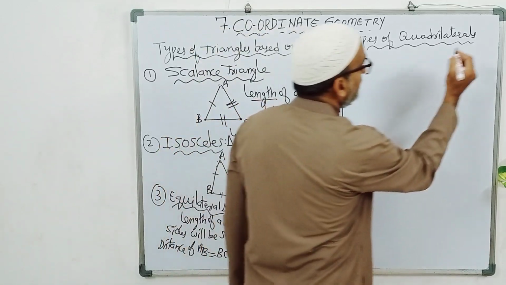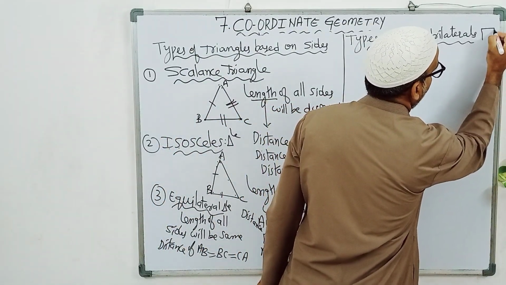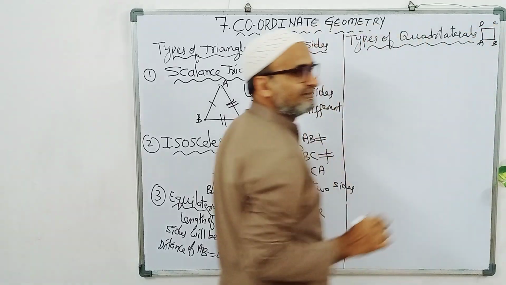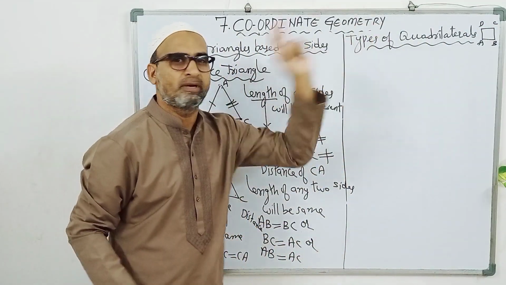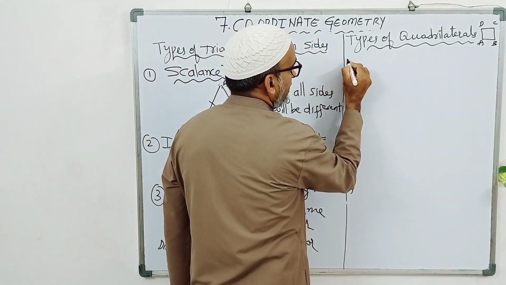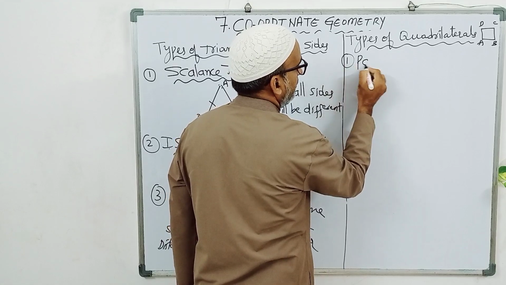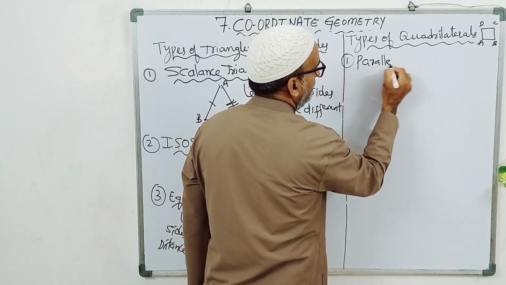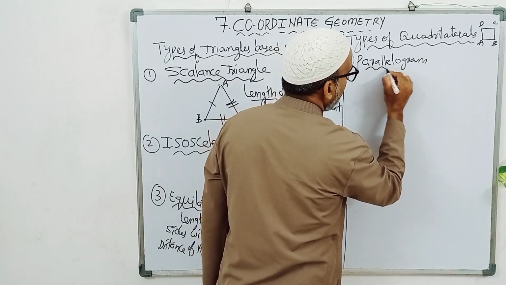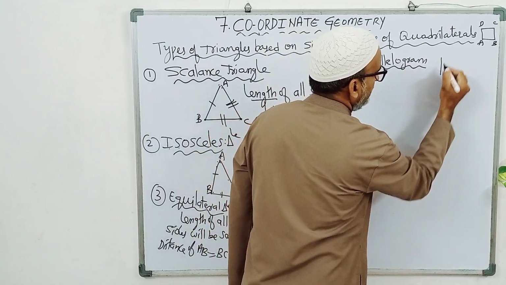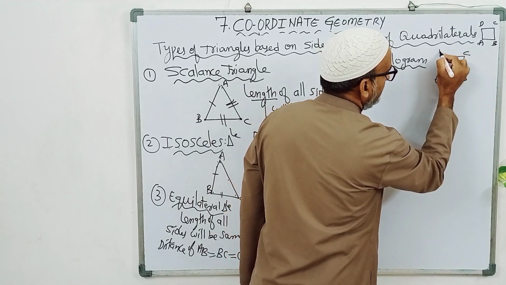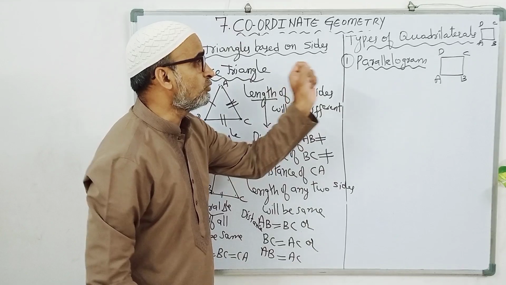Okay. Next is types of quadrilaterals. What is the meaning of quadrilaterals? A four-line-segment diagram, A, B, C, D, is called a quadrilateral. In this, the very important types are these. First one, parallelogram. What is the meaning of parallelogram? These vertices A, B, C, D will be given to you. In this, what is the condition?